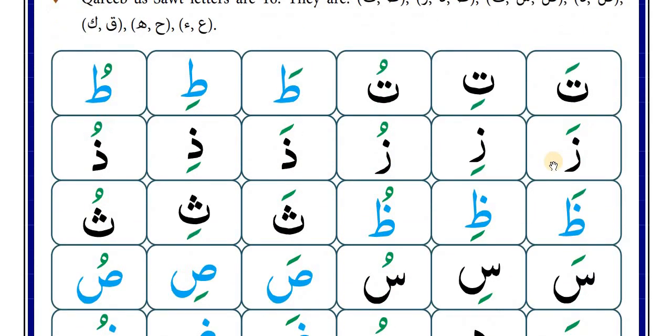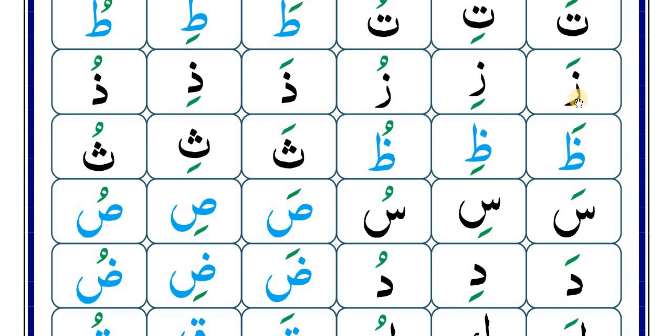This letter is za. Za is read with whistle, high sound. Za, zi, zu. Za, zi, zu. But zal is read with soft voice. Za, zi, zu.